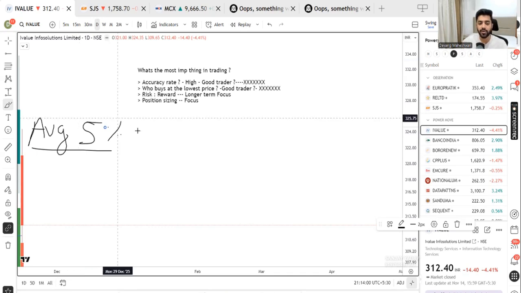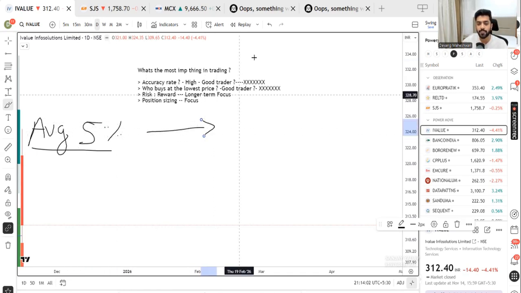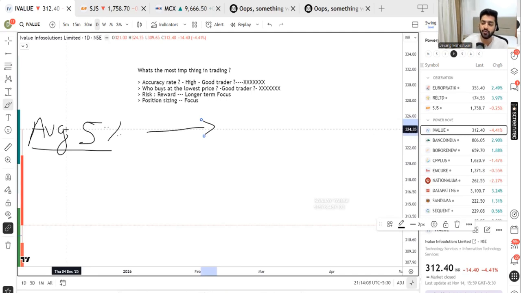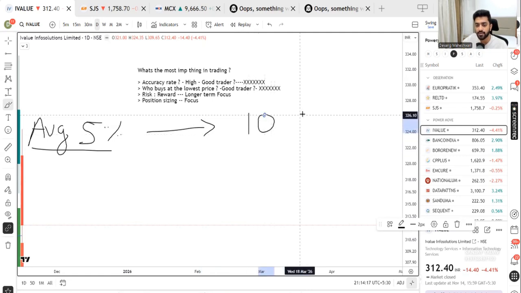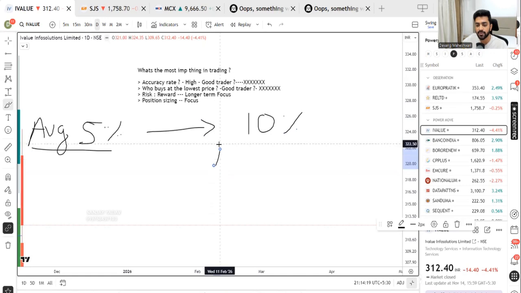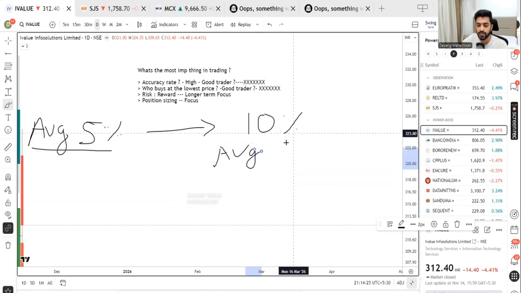Now, reward. When you are taking a 5% risk and you want to be successful over the period, you need to have a minimum 10% average gain. This is like okay type average gains.